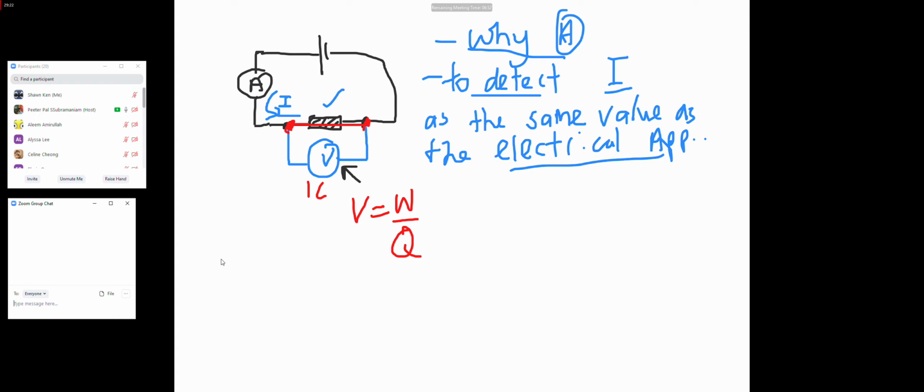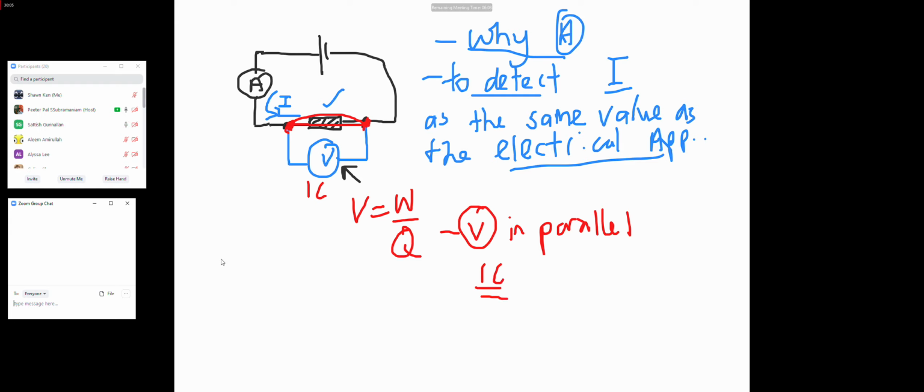So the voltmeter must be connected in parallel to determine the amount of work done to transfer one coulomb of charge through the device.